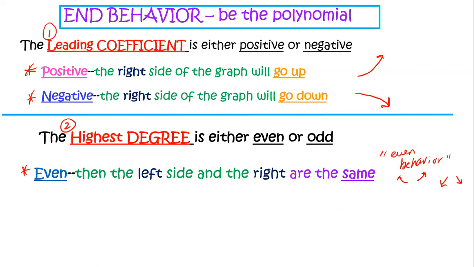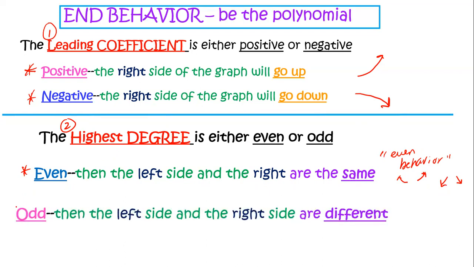So what do you think the odd is doing? Exactly the opposite. Okay? So odd, then your left side is going to be different than your right side. I like to call this odd is opposite behavior. So if my right side is going up, what does that mean my left side is doing? Going down. If my right side is going down, then my left side is going up.